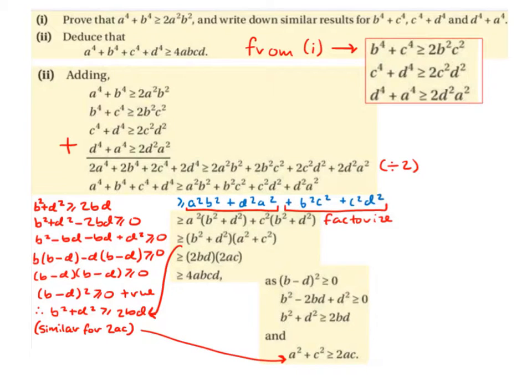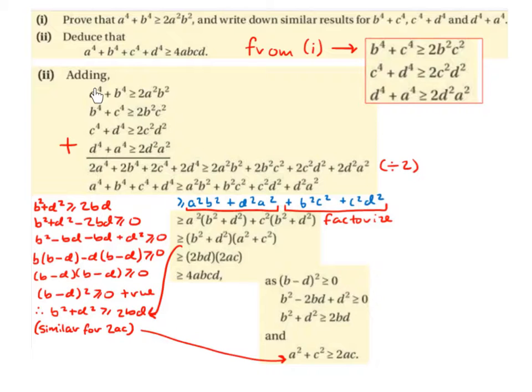So what we're going to do is list all of our equations. We were given the first one, a to the power 4 plus b to the power 4 is greater or equal to 2a squared b squared. So that's the first one, and then I've just listed the rest underneath. And we're going to add them.